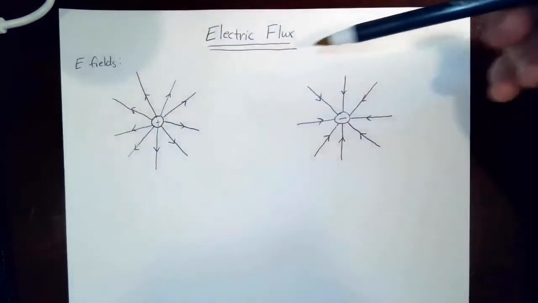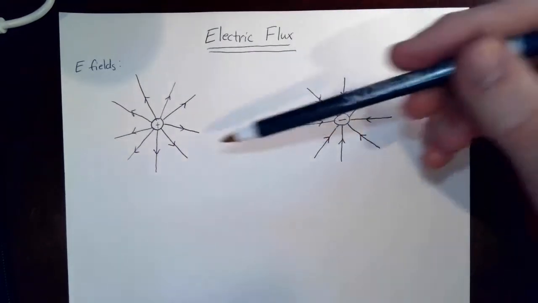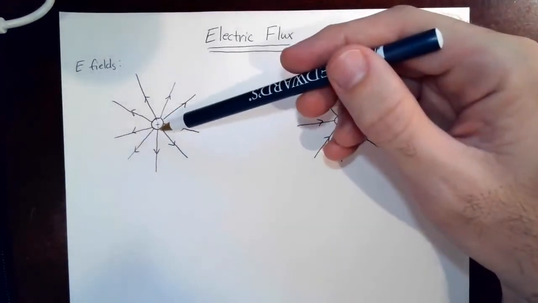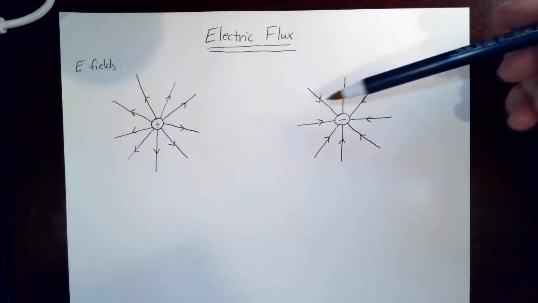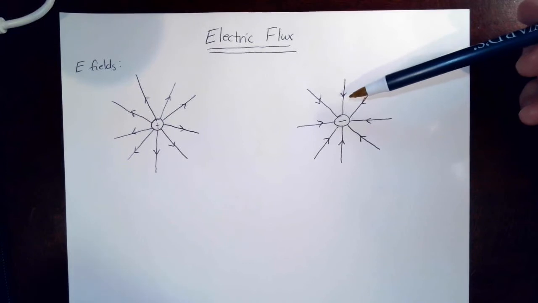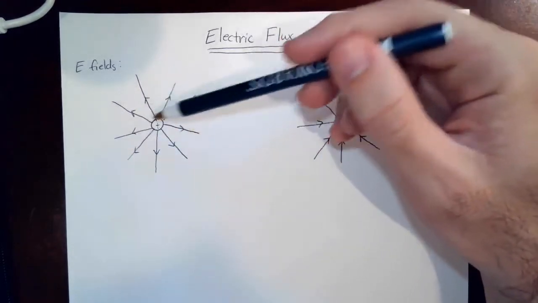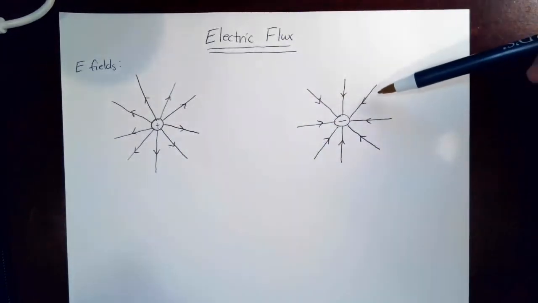Okay, so around a point charge, the electric field lines either all point away or all point in. They point away from a positive charge and they point in to a negative charge. And remember, the electric field direction is telling you the direction of the electric force if you were to put a positive charge in the field. So if I put a positive charge over here in this field, it's going to be pushed away by this positive charge. If I put one over here, it's going to be attracted by this negative charge.